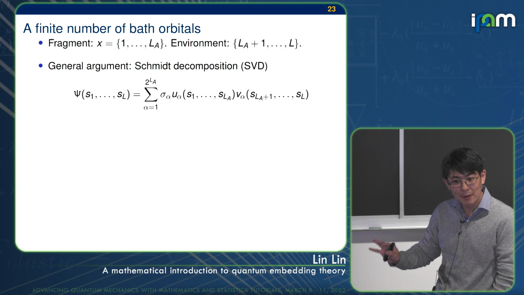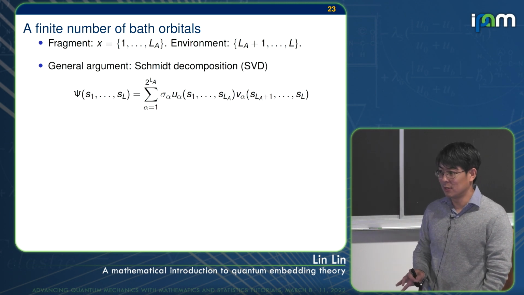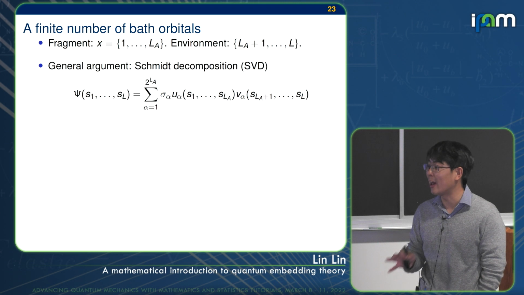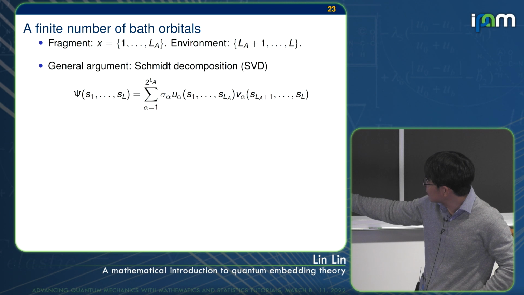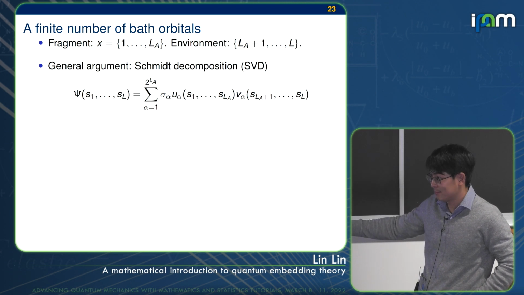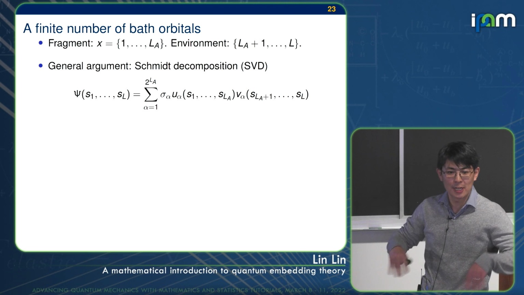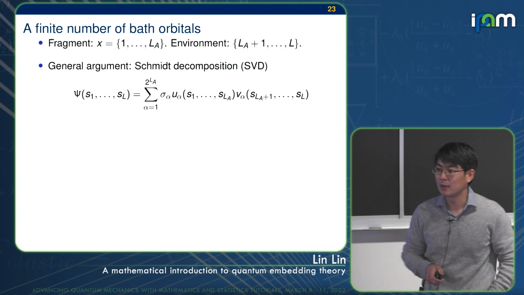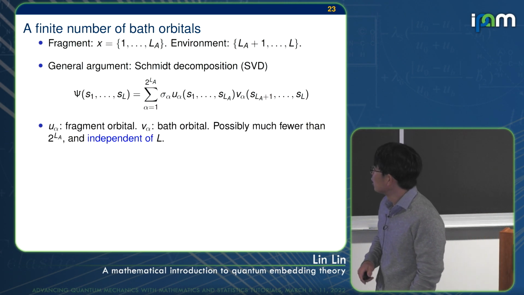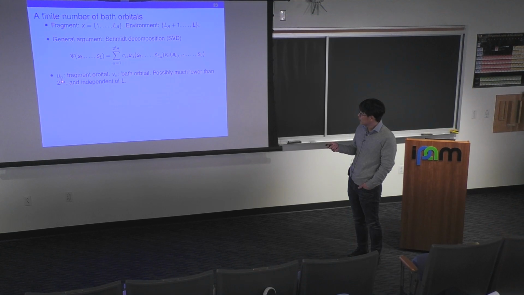It might sound naive, but the important feature here is that 2 to the LA has nothing to do with L or NE, which is your global system. And this is your exact Bethe. If you have access to it, you just do a projection, and you will end up with almost the exact thing you want, with some minor other things. So this U alpha is called a fragment orbital, V alpha is called a Bethe orbital. These Bethe orbitals are really, really expensive, fully many-body things. But the important thing is the number of those things is small.